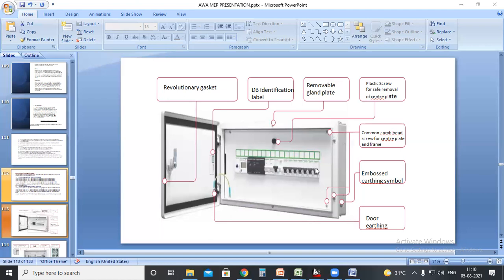You can see the black colored ones, that might be the individual circuit breakers. 1, 2, 3, 4, 5, 6, 7, 8 numbers you can see. So each circuit will have either a light circuit or a power circuit. In most cases for a normal residential building, this might be mixed. But you can use only this distribution board if the total load is coming under the 5 kW value.